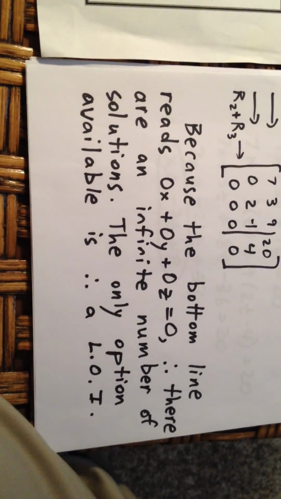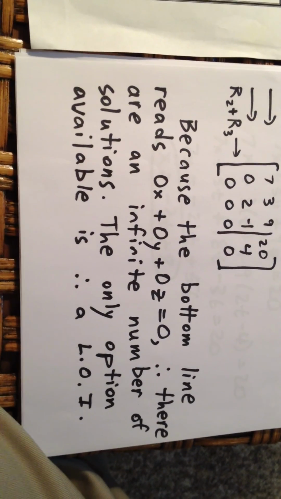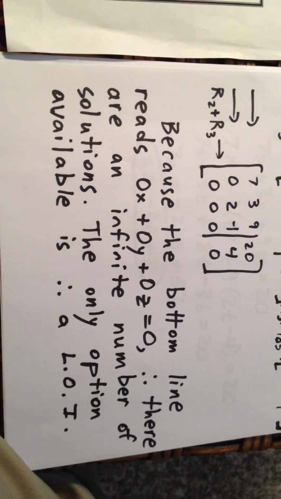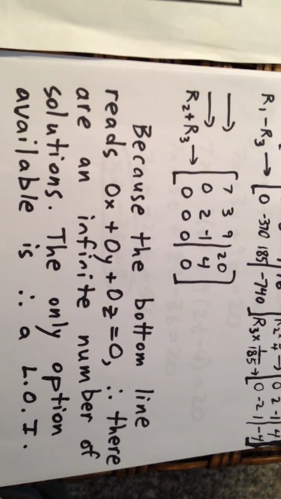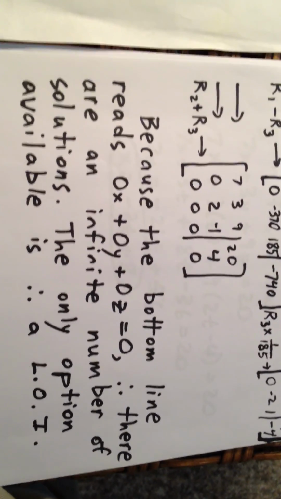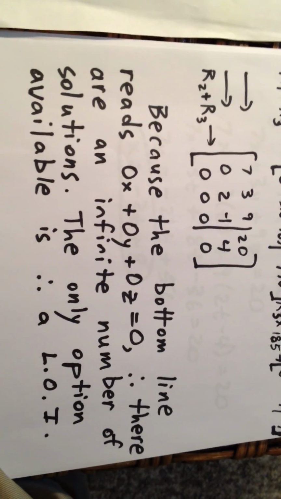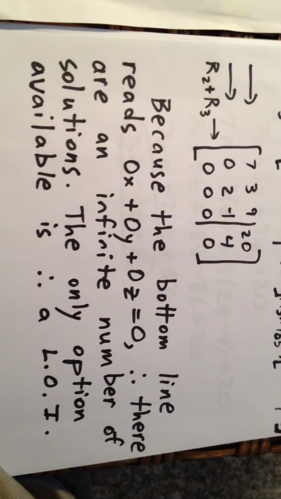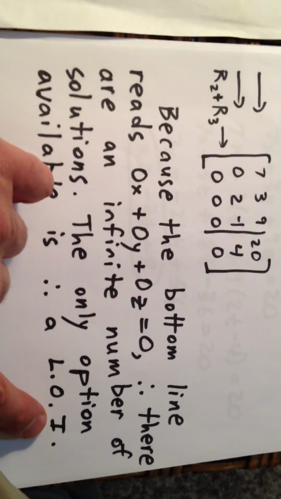Well, there are an infinite number of solutions to the statement 0x plus 0y plus 0z equals 0. So that means there have to be an infinite number of solutions to our situation. And because there are an infinite number of solutions, we don't have one point of intersection and we don't have a triangular prism with no points of intersection. We have the only option that provides an infinite number of solutions, which is specifically a line of intersection.